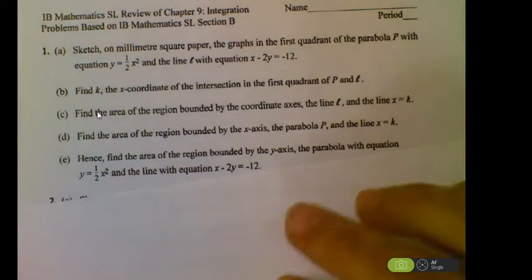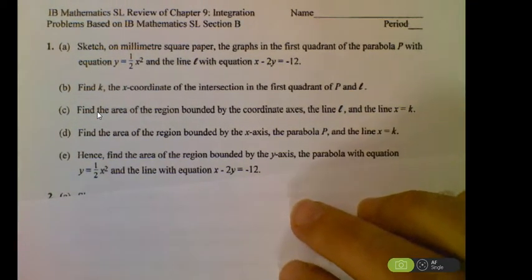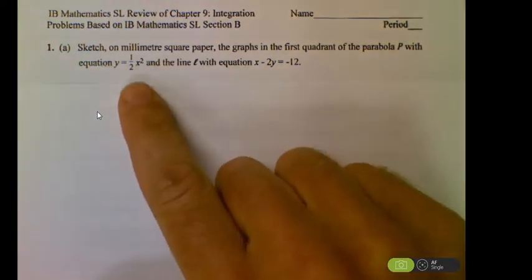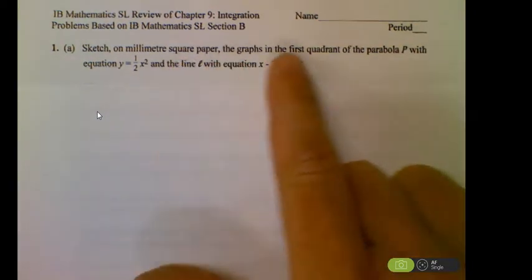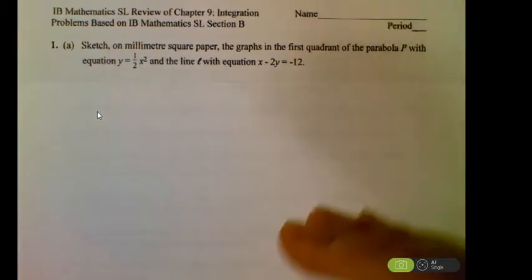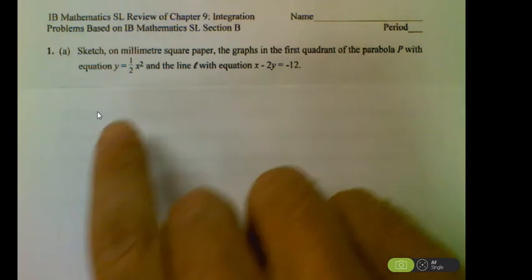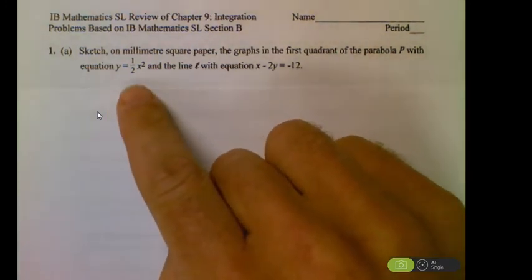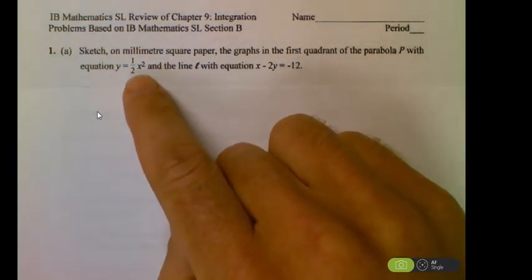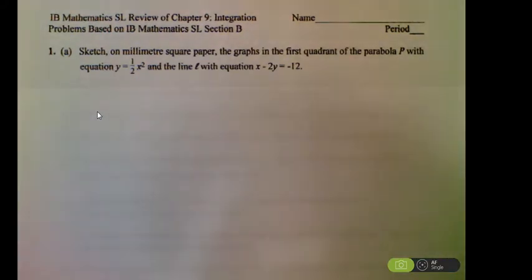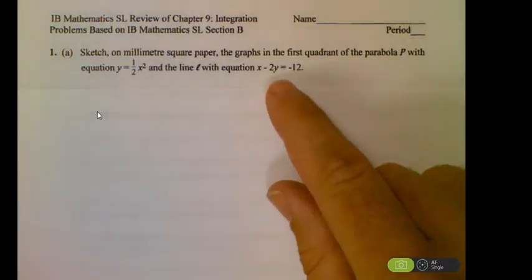So there are a couple ways you could do this. One would be an old school method where you make yourself a little table of values. If we're going to stick in the first quadrant, that means I'm only using 0 through positive numbers. So you could just start by plugging in some numbers, a 0, a 1, a 2, a 3, a 4, and then plot those on my grid. That would be fine. You could do the same thing for your line right here.